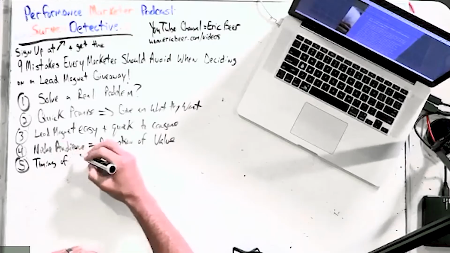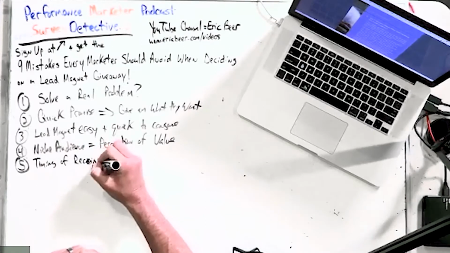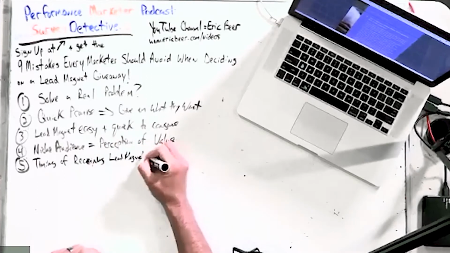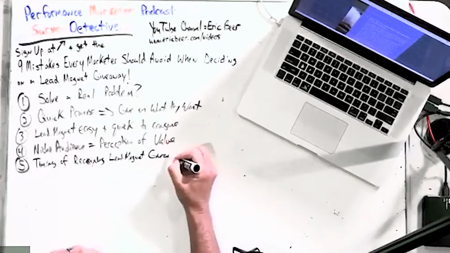Number 5, okay, is you need to explain when they will receive the lead magnet. You need to be very clear with them. Okay? The timing of receiving the lead magnet giveaway. Okay? This is extremely important.